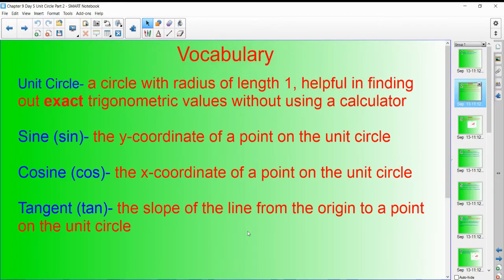So in the last lesson we saw that the unit circle has a radius of length 1, and that the sine is the y-coordinate and the cosine is the x-coordinate. And that tangent we can find by dividing sine by cosine, but tangent is not on my unit circle. It's just the slope of the hypotenuse.